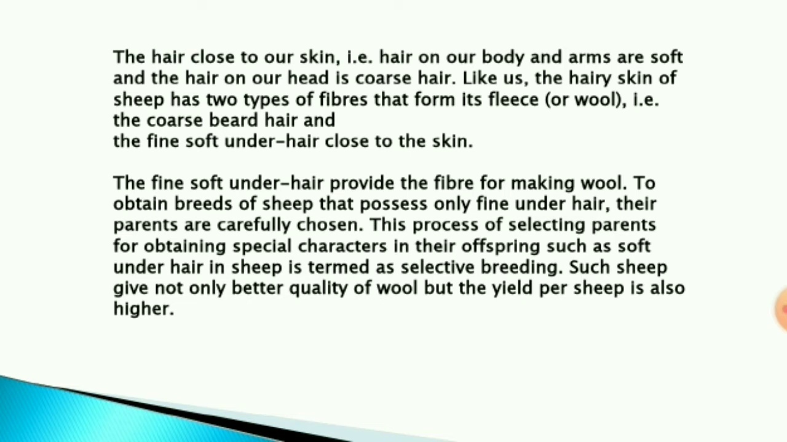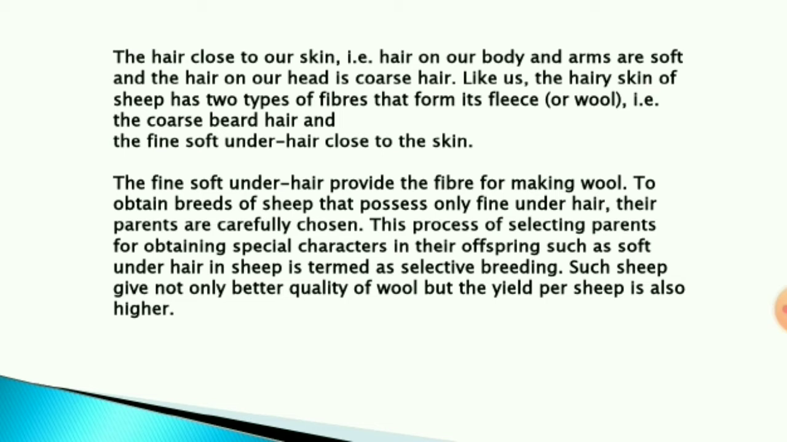The hair close to the skin and the hair on our body and arms is soft, and the hair on our head is coarse. Like us, the hairy skin of sheep has two types of fibers in its fleece or wool: the coarse beard hair and the fine soft under hair close to the skin. The fine soft under hair provides the fiber to make wool.